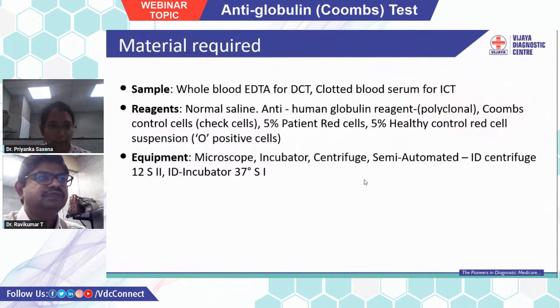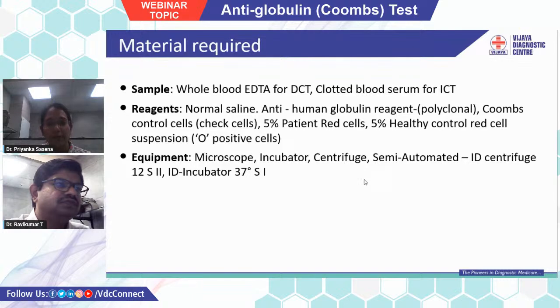Materials required for Coombs test: we need a whole blood EDTA sample for direct Coombs test and a clotted serum sample for indirect Coombs test. And reagents required are normal saline, anti-human globulin reagent, Coombs control cells or check cells, 5% patient RBCs, and 5% healthy control red cells or O positive cells. And for the column agglutination method, we will require the ID-Liss/Coombs card and ID diluent tube. Equipment required are a microscope, incubator, centrifuge, a semi-automated ID centrifuge, and an ID incubator.